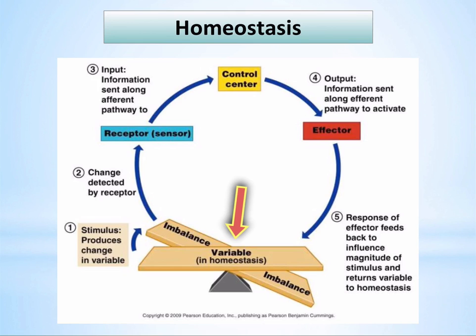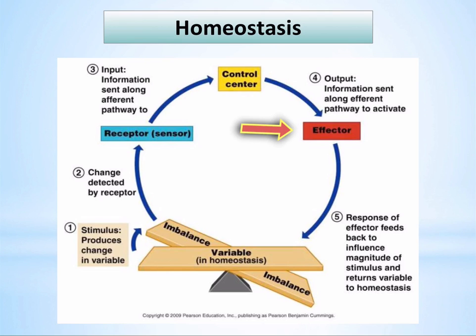And it does that initially through receptors or a sensor that detects the change in temperature in this case, and it sends a message along what's called an afferent pathway, afferent, to a control center. In the case of body temperature, the control center is in the hypothalamus in the brain. It then sends messages to an effector.